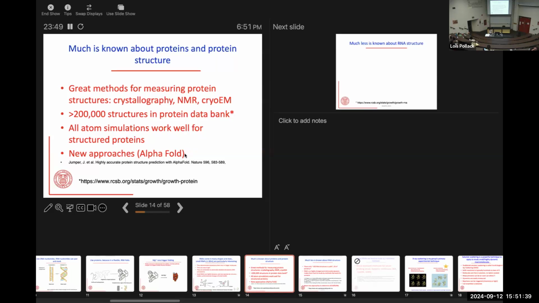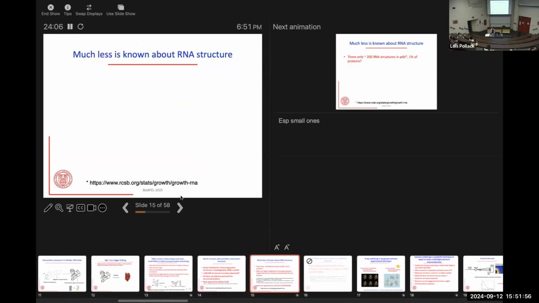And there's even new approaches. Maybe some of you have heard of AlphaFold, right, which is kind of an AI machine learning, trained approach. And this is really great. So, structured proteins are pretty well understood, although one can always be surprised.